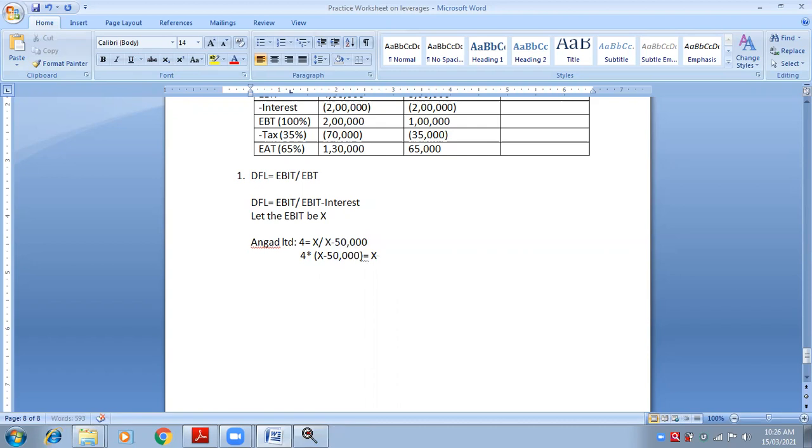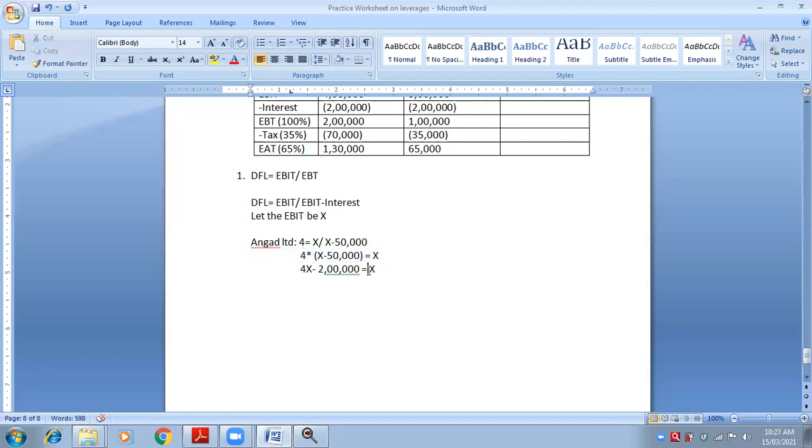Okay, now let us quickly solve this equation. Tell me, 4 into X is how much? 4X. Minus sign same, because it is the minus sign before 50,000. So now tell me, 4 into 50,000 is how much? 2 lakhs. Very good. Because this is bracket, so 4 into X and 4 into 50,000. 4 is for both of them. And open the bracket. After multiplication, we need to open the bracket. So 4X minus 2 lakhs is equals to X.